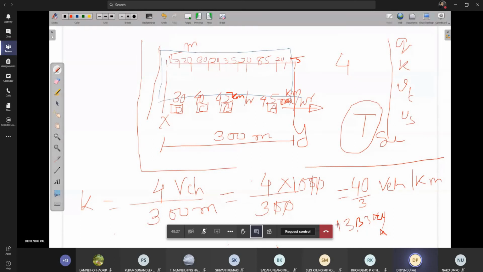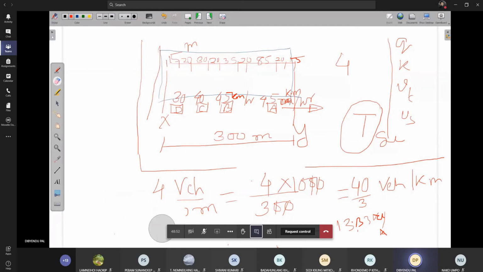Very simple. In a photograph, how many vehicles are shown? 4 vehicles are shown. And what is the distance of the photograph? The length of the photograph was 300 meters. So the number of vehicles divided by the distance. Then you convert into vehicles per kilometer, and it shows 13.33 vehicles per kilometer. So this is the density of this section.